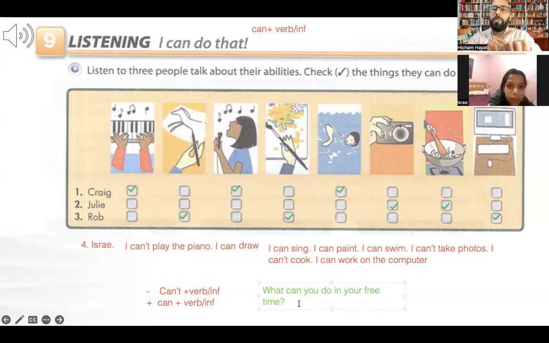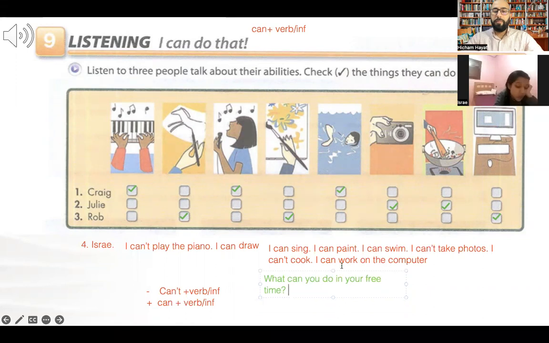I give you 2 minutes to write things that you can do in your free time. Things different from this one, other things, okay? So, 4 minutes. Okay, Isra, what can you do in your free time now? I can in free time watch my phone, talk on my family, watch TV, play on my phone.